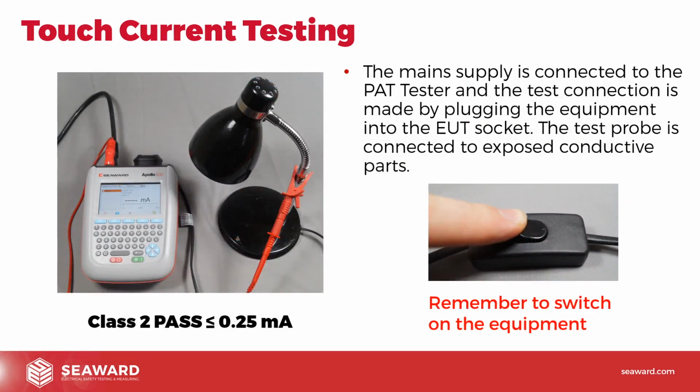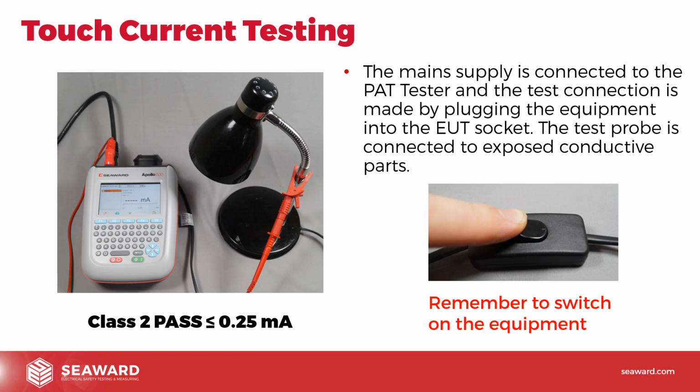So we can see here the test setup. We've got the Apollo there, connected to the mains via the black mains lead. We've got the red test lead connected to our exposed metal part on the lamp. And we've got the plug for the lamp connected into the EUT socket on the PAT tester. Obviously, we need to remember to switch the lamp on as well, so we're actually fully testing past the switch.